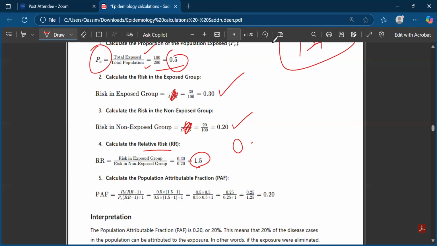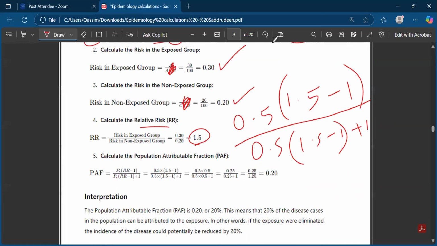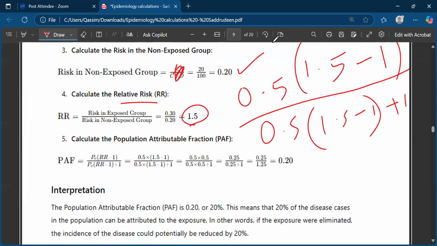So we just do 0.5 over the relative risk we've gotten, which is 1.5 minus 1. And then we just replicate the same thing: 0.5 times (1.5 minus 1), then close bracket, plus 1. Basically, that's the same thing they did here. You can see here 0.5, which is the proportion in the exposed, times 1.5 minus 1, the same thing, and then just that plus 1 there.